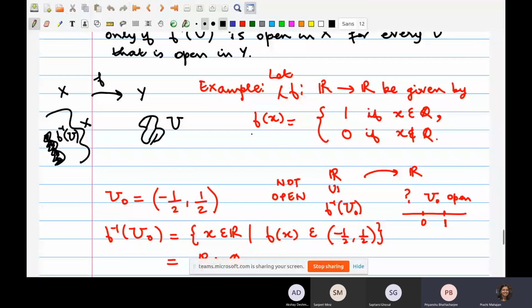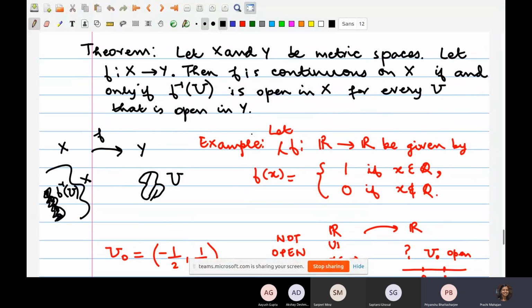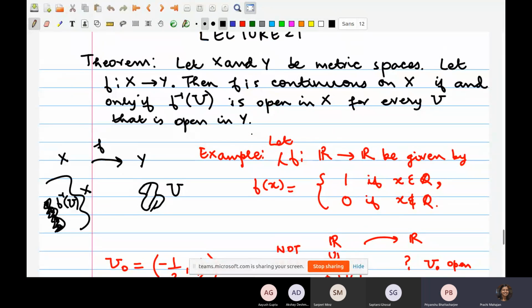Okay. So last time we learned quite a bit about continuity. We learned a characterization of continuity in terms of open sets. Let's recall: a function f between two metric spaces X and Y is said to be continuous if and only if for every open set U in Y, the inverse image of U under f, that's the pullback of U under f, is an open set in X, right?